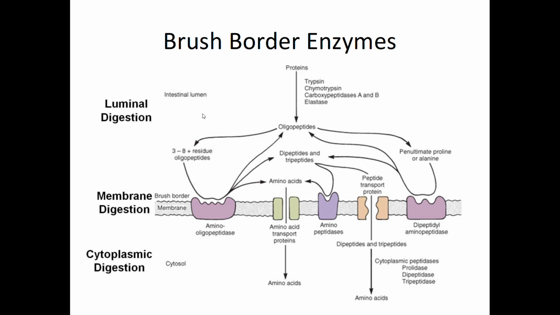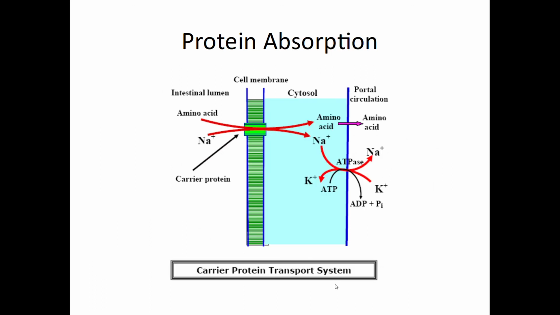And then we come back again to brush border enzymes. So just like with the carbohydrates, our final step in the protein digestion actually takes place in this brush border with these aminopeptidases that are going to break down small peptides into individual amino acids. And then those individual amino acids can be actively transported into the cells.